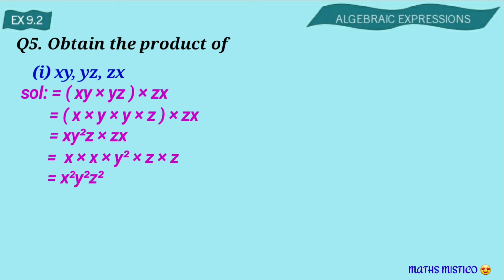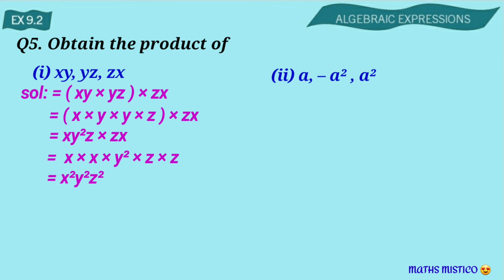So children, is this method clear to you? Even if you apply the previous method, the answer will remain same. So using this method, we can easily multiply 4 or 5 or even more monomials together. But if you find the first method easy, you should go for it as it is a faster method.